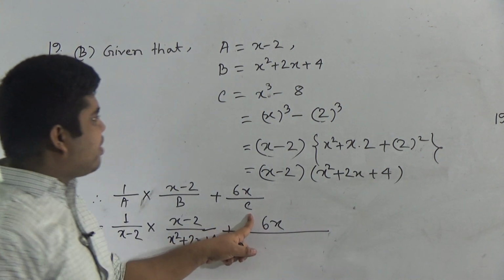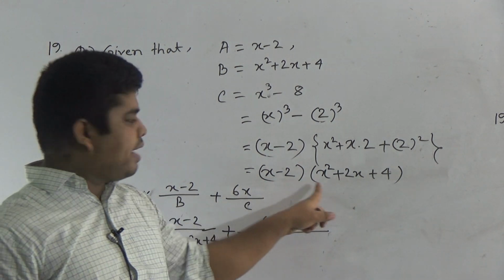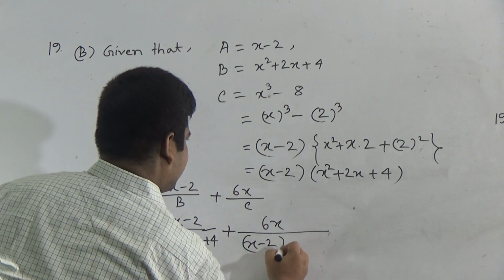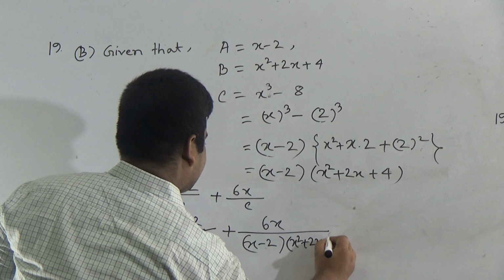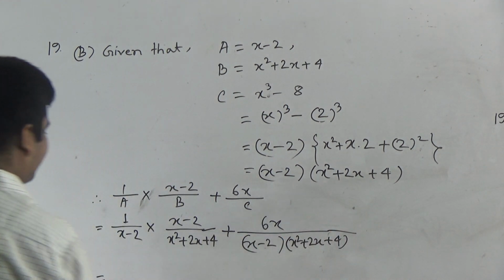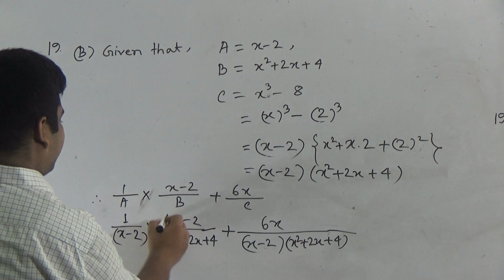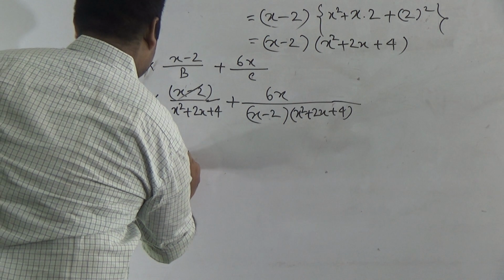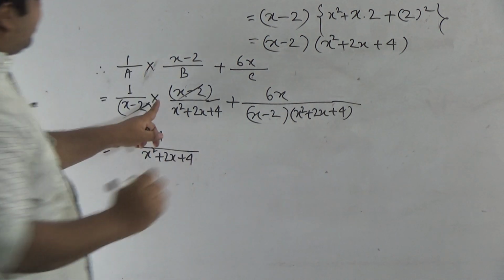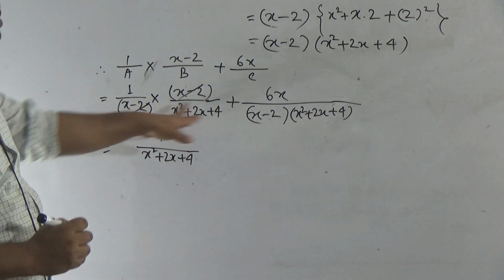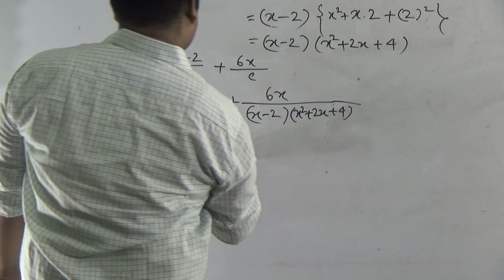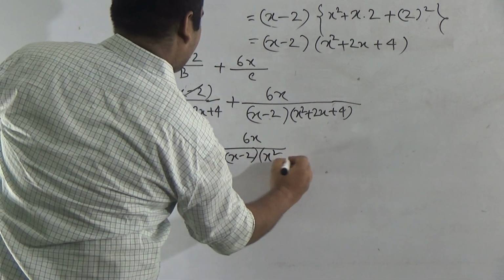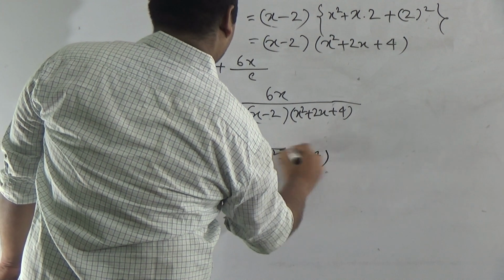Next, 6x divided by C. What is the value of C? x minus 2 and x square plus twice x plus 4. And now we write x minus 2 into x square plus twice x plus 4. My dear students, now notice this one and this one are cut and left 1 by x square plus twice x plus 4. Why cut? Because there is a multiplication sign between these two fractions. Then plus 6x divided by x minus 2 into x square plus twice x plus 4. I hope you have understood.